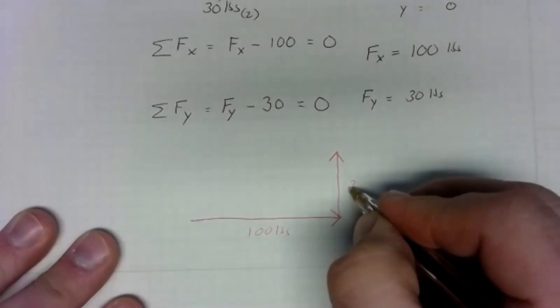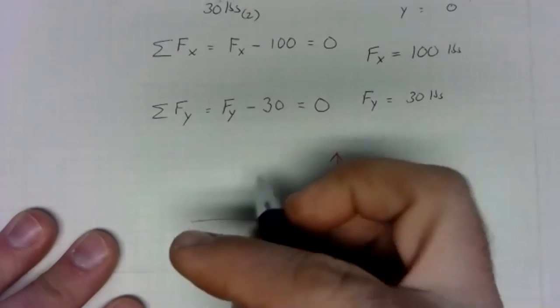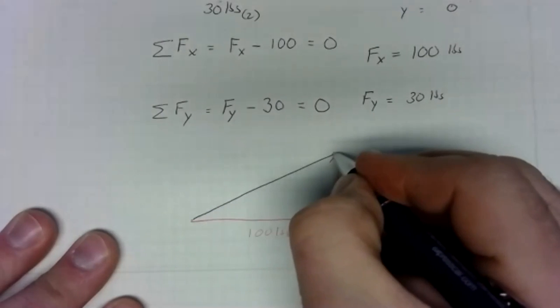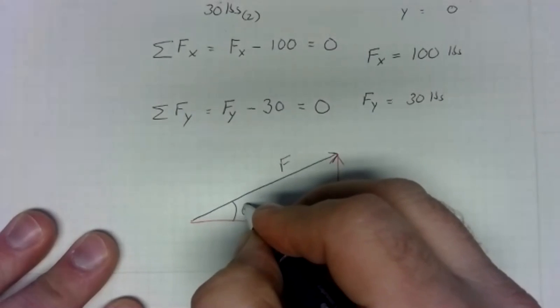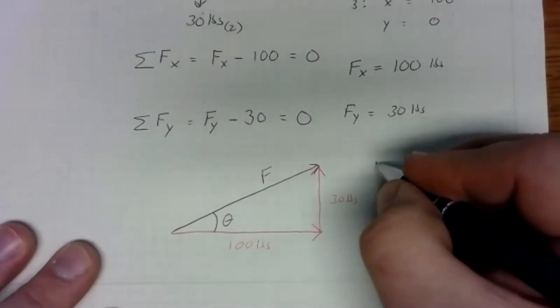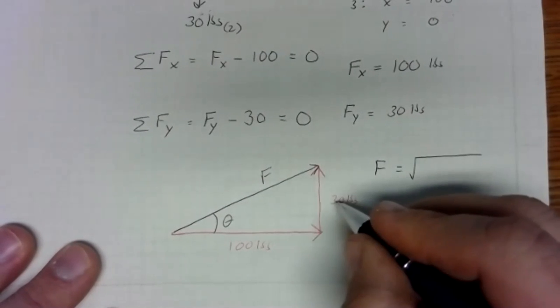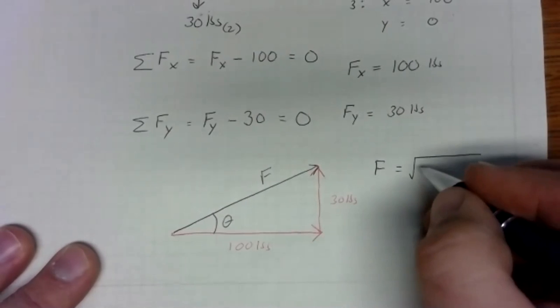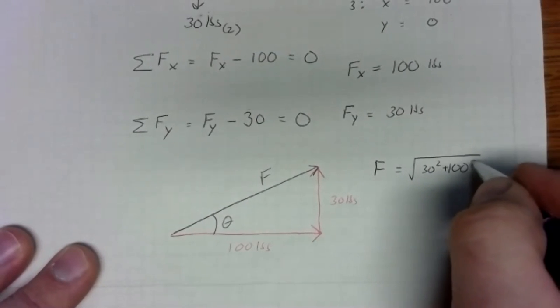So that's going to be 30 pounds. And then my resultant has a magnitude F and an angle theta. Well, we can find the magnitude from the Pythagorean theorem. It's going to be the square root of the sides squared, so we'd have 30 squared plus 100 squared.